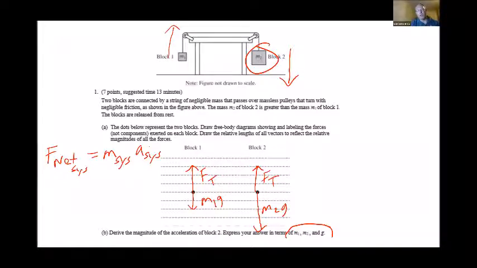So how could I get the net force acting on this system? What's the net force going to be equal to in terms of an equation? Anybody have an idea? What's causing this system to move? The difference in what 2 forces?